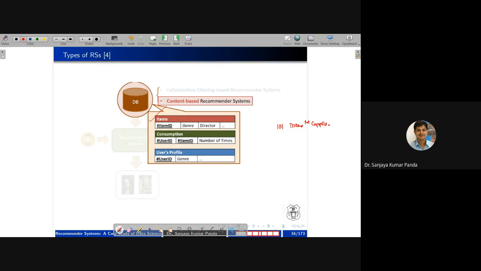So in content-based information, you are given the item characteristics, or item profile we can say, and you are also given the user's profile. Like here you can see user ID, genre, right? It means you can say user 1 is interested in drama type movies.